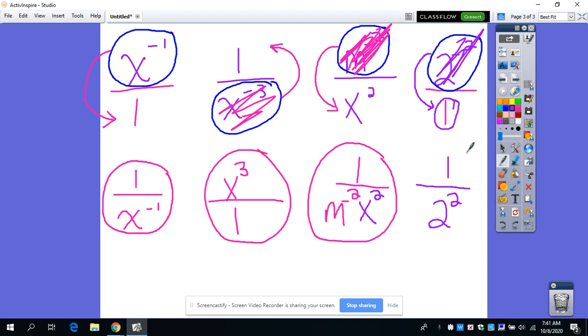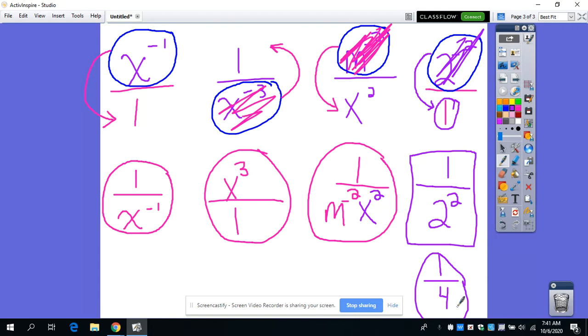Okay? If you want to simplify it and be more of a mathematical genius, because this is a number, 2 squared is 2 times 2, which is 4. I'm not asking you to simplify anything yet. I'm first asking you to understand what I'm talking about. Okay? Hope that makes sense.